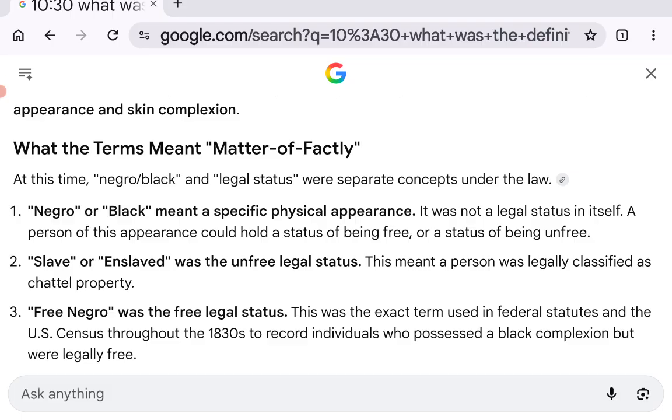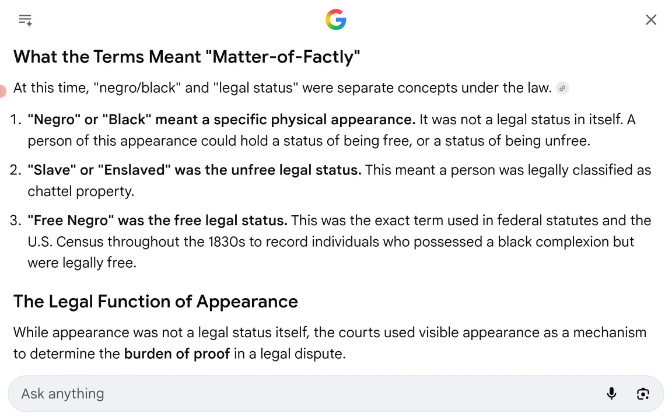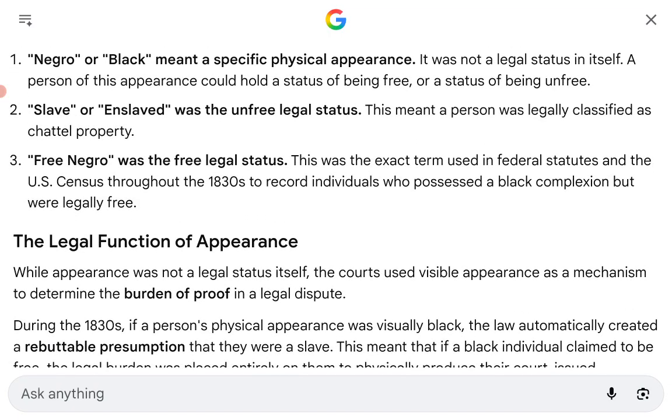Let's get into it. The term, as a matter of fact, right? Negro or black meant a specific physical appearance. This is the descriptor. It was not a legal status in itself. A person of this appearance, dark skin, because nobody's actually black, could have a status of being free or a status of being unfree. So it had absolutely freedom or unfree.